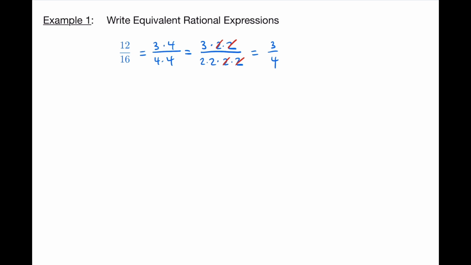This process that we just went through is going to be very similar to simplifying rational expressions. So let's take a look at the next example.